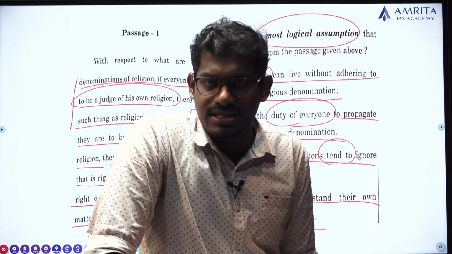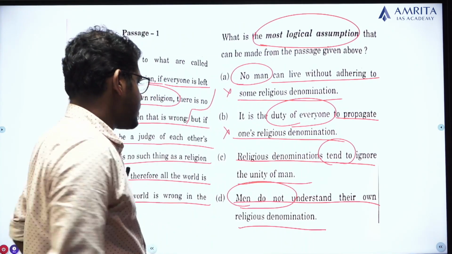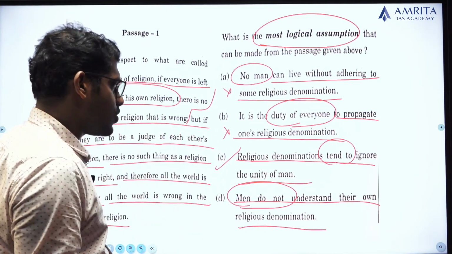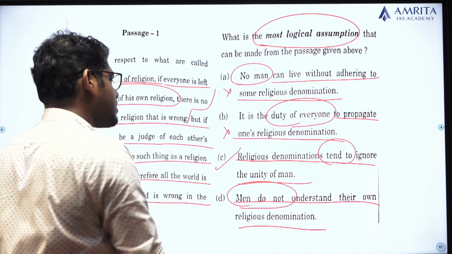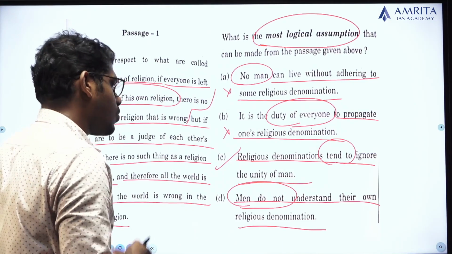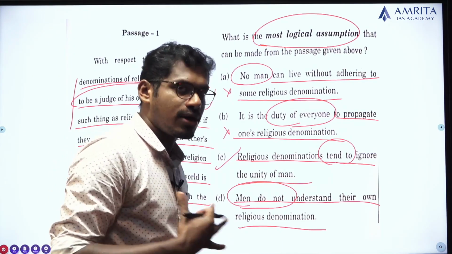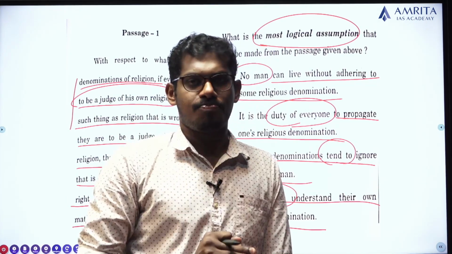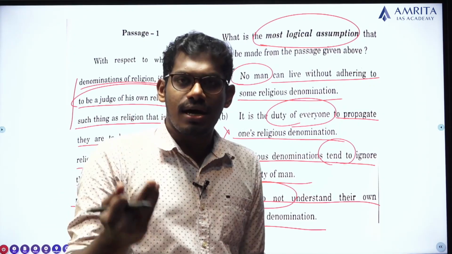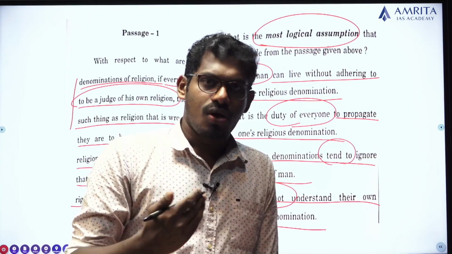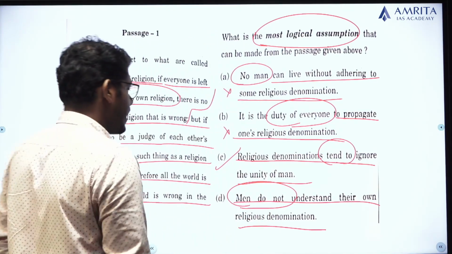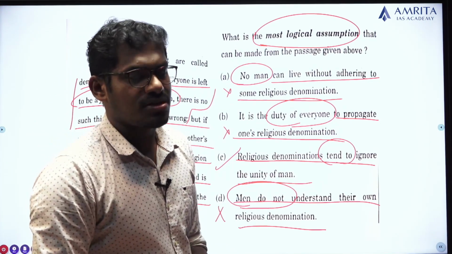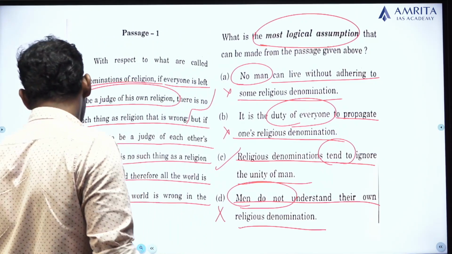animosity between different religions. Okay, so I can say that option C is more correct because it says religious denominations tend to ignore the unity of man. But the last is incorrect. Men do not understand their own religious denomination. No, they know their own religious denomination and treat that religious denomination as perfectly correct, and treat others' religious denominations as wrong or bad. Okay, so I can take the fourth option as incorrect and C as correct. So the answer for this question is option C. Next question.